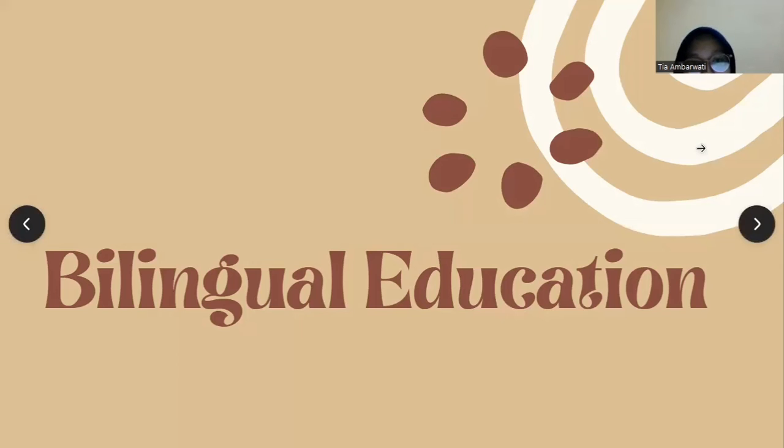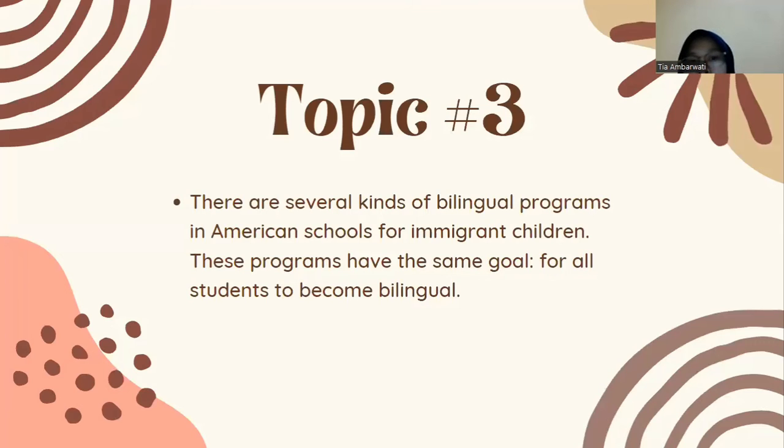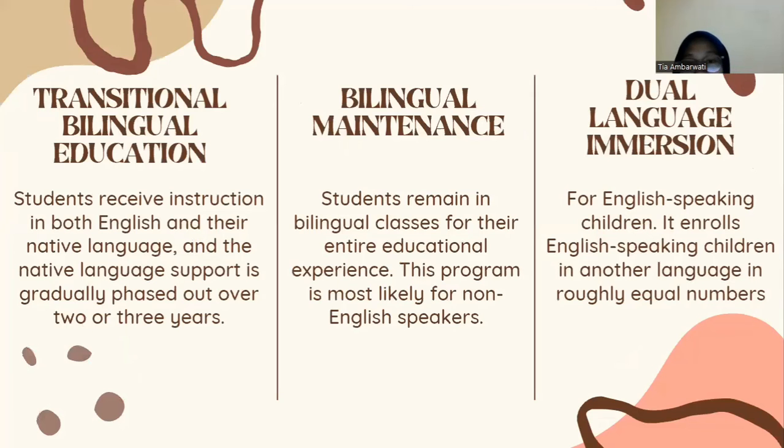The third topic is going to be bilingual education. There are several kinds of bilingual programs in American schools for immigrant children. These programs have the same goal, which is for all students to become bilingual. Transitional bilingual education: in this program, students receive instruction in both English and their native language, and the native language support is gradually phased out over 2 or 3 years.